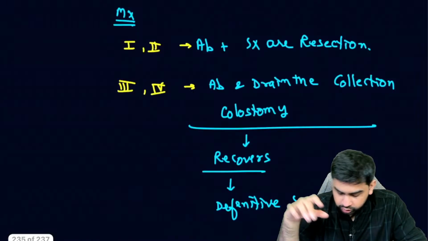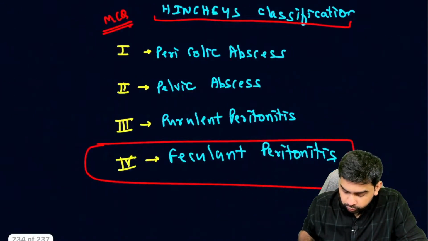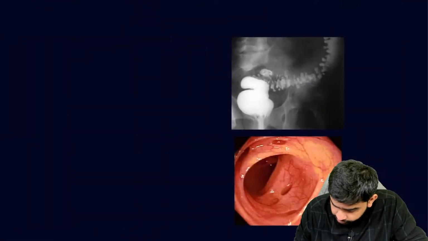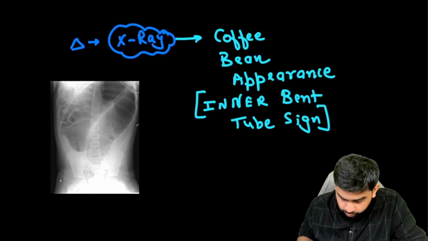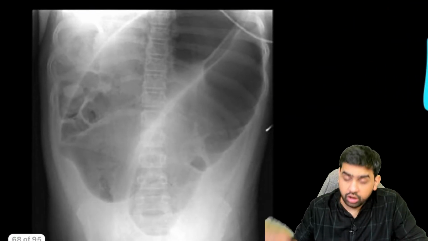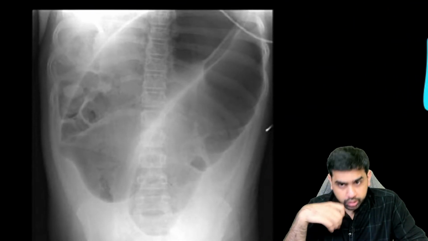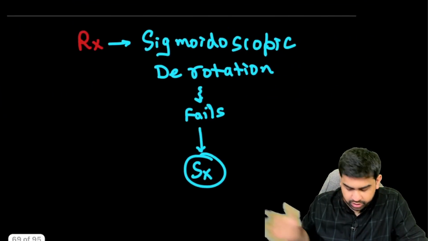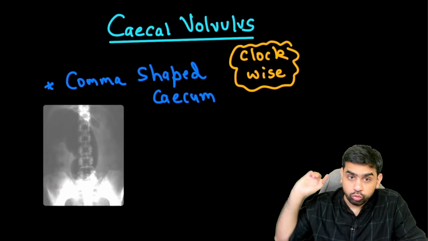So what is the management of this sigmoid volvulus? Yes, sigmoidoscopic derotation and so on, but if not, then you have to perform surgery, like open surgery. That's all fine. So do not forget that X-ray.